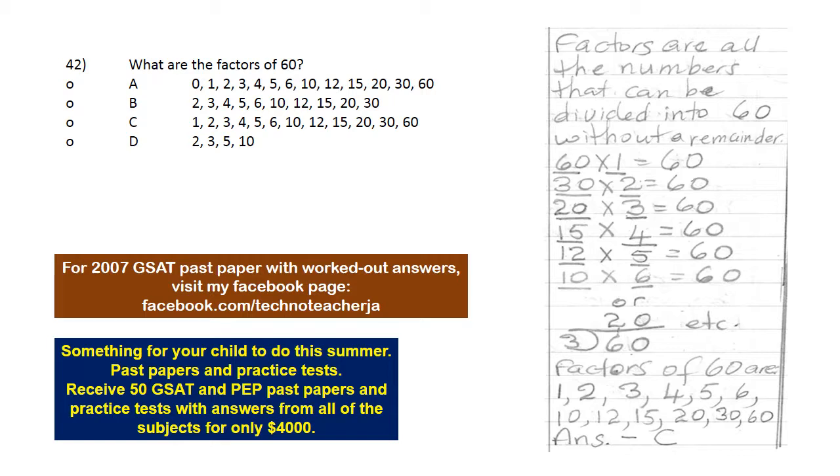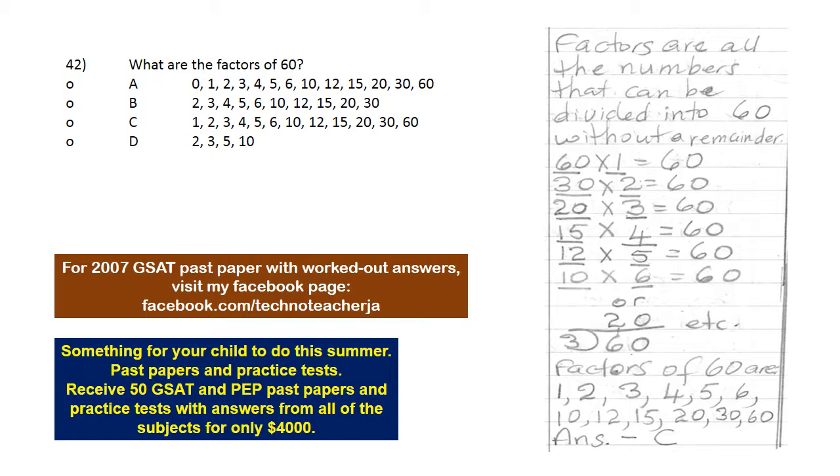Let's go to 7. Let's divide 60 by 7. Now here is where the timetable quickly tells me that there will be a remainder, because there's no 60 in the 7 timetable. So I know that there will be a remainder.